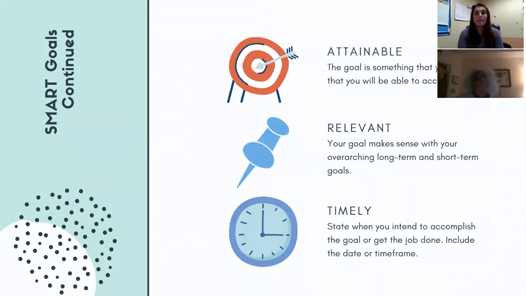Next, your goal needs to be attainable. This means that your goal is something that you know that you are going to be able to accomplish, either on your own or with support. This isn't a goal that is out of this world and completely unattainable. This is something you know that you are going to be able to do.